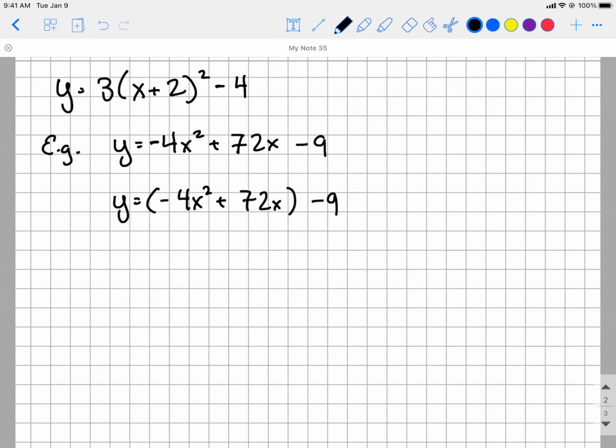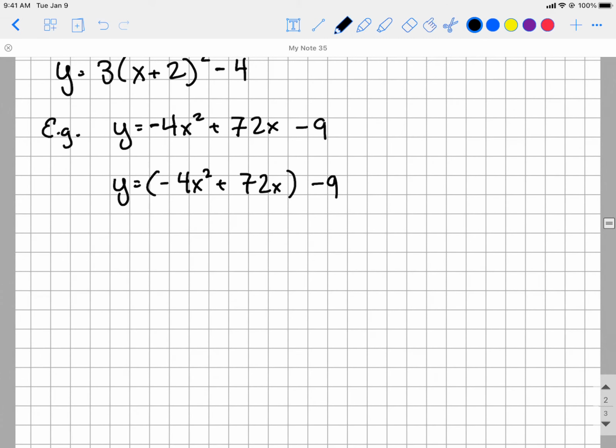Negatives do cause some issues here. They don't change anything, but they're a common point of mistakes. So we're going to start by taking out our a value, which is negative 4, from both negative 4 and 72. So keep in mind you're dividing. The first thing just becomes an x squared, like it always will. But this positive 72 is going to be divided by negative 4, which means it becomes minus 18. So you got to be really careful with your negatives here. And then we still have minus 9 at the end.